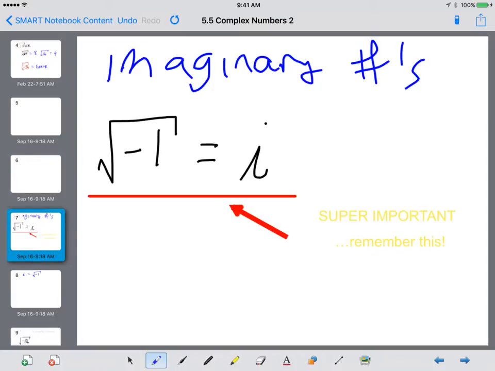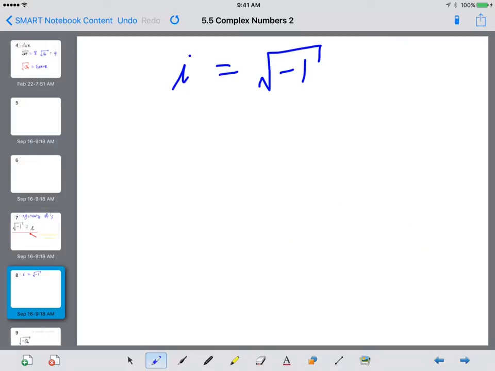We can now take the square root of a negative number and turn it into what's called an imaginary number. Okay? We just need to remember that the square root of negative 1 is equivalent to i, our imaginary number symbol. So super important: i is equivalent to the square root of negative 1.